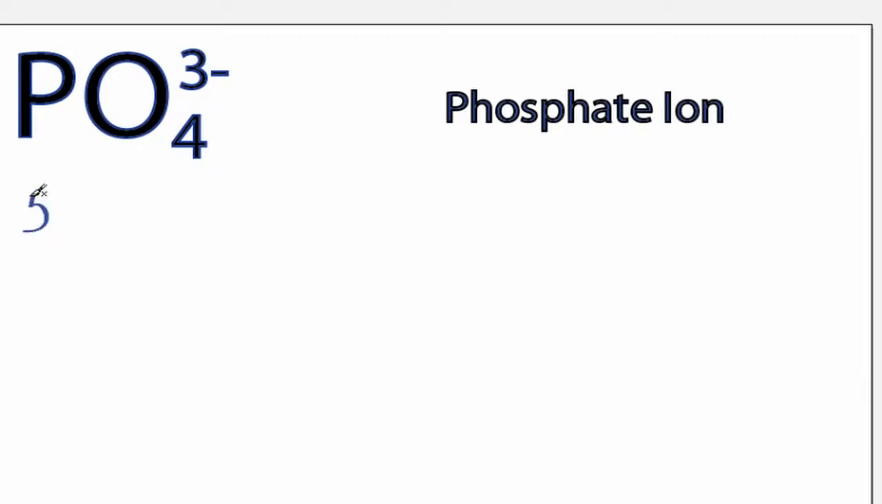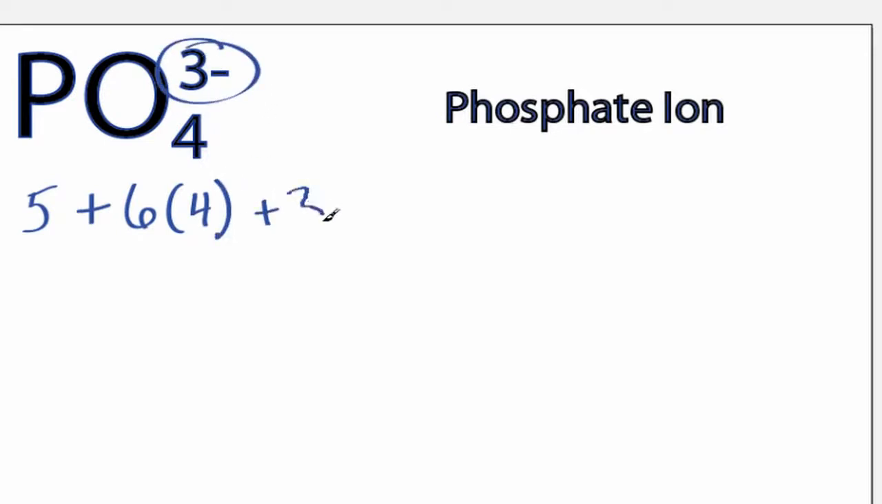Phosphate has 5 valence electrons. Oxygen has 6. We've got 4 oxygens. And this 3- up here means we have 3 additional electrons. 5 plus 24 plus 3 gives you 32. So those are our valence electrons.